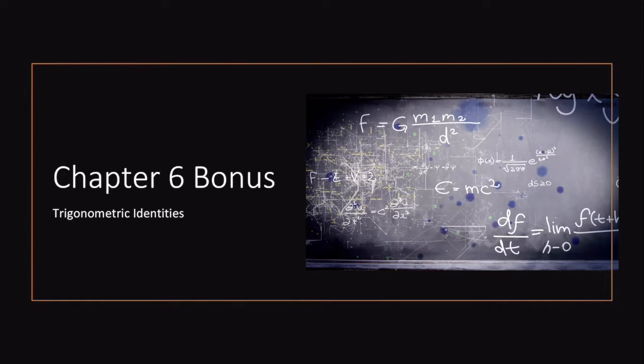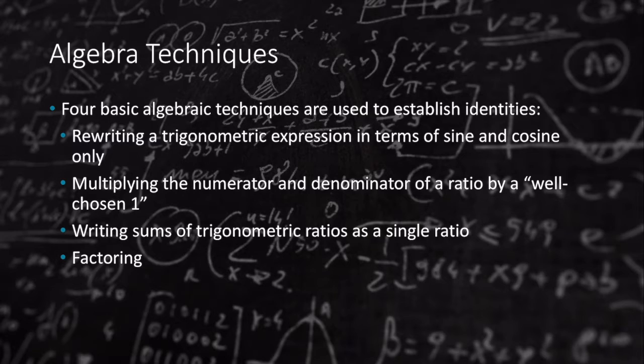Hi class, here's a chapter 6 bonus episode that's just going to cover trigonometric identities. After our chapter 6 quiz, I realized this is where we have gaps in our knowledge and I'd like to help fill them. So there are 4 basic algebra techniques to establish identities.